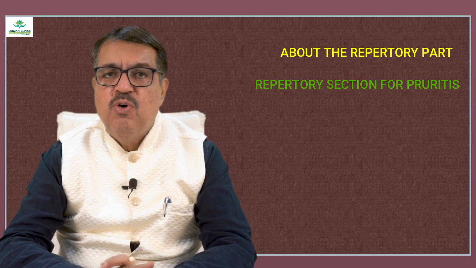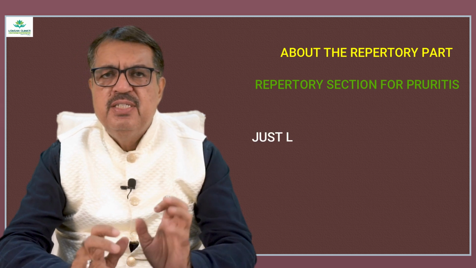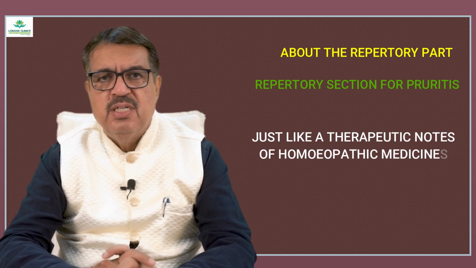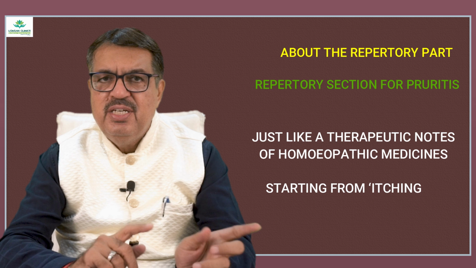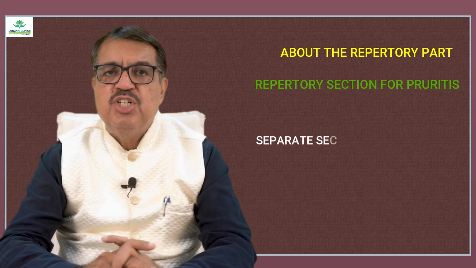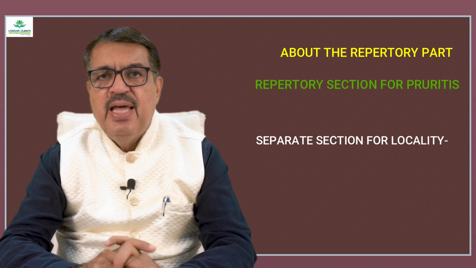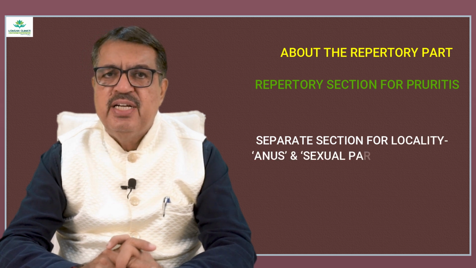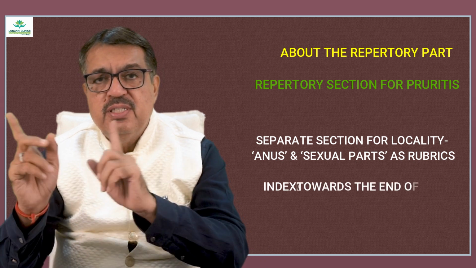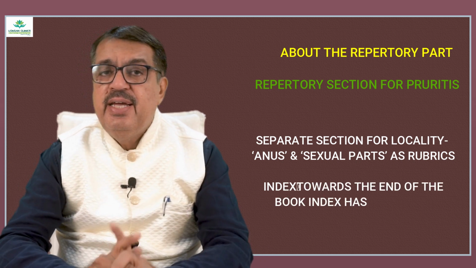Repertory sections for pruritus, just like therapeutic notes of homeopathic medicines, starting from itching as from ants to wandering. Separate sections for locality, anus and sexual parts as rubrics. Then comes the index. Towards the end of the book, an index has been done. Now we'll see what are the merits of this book.